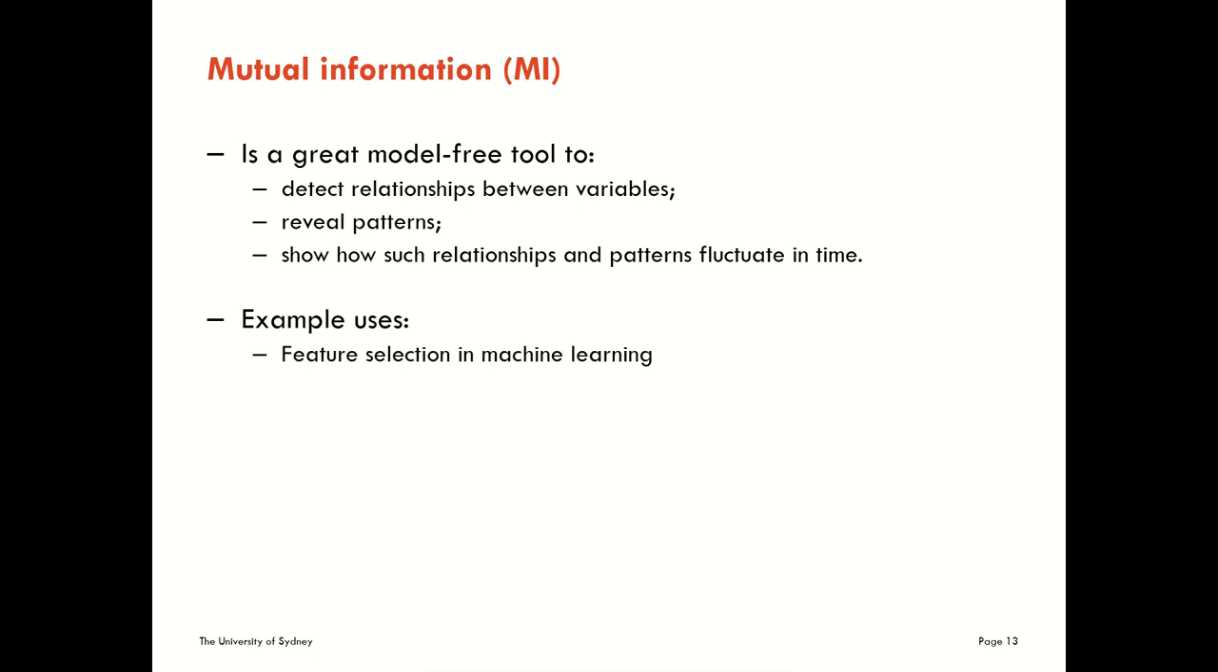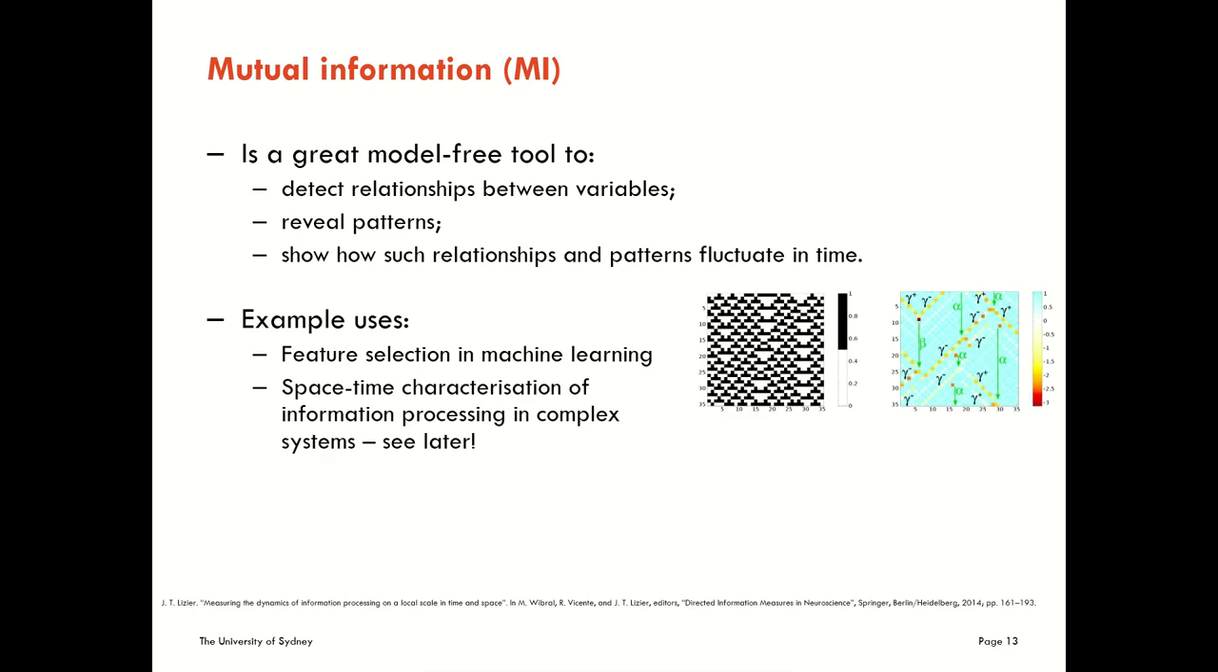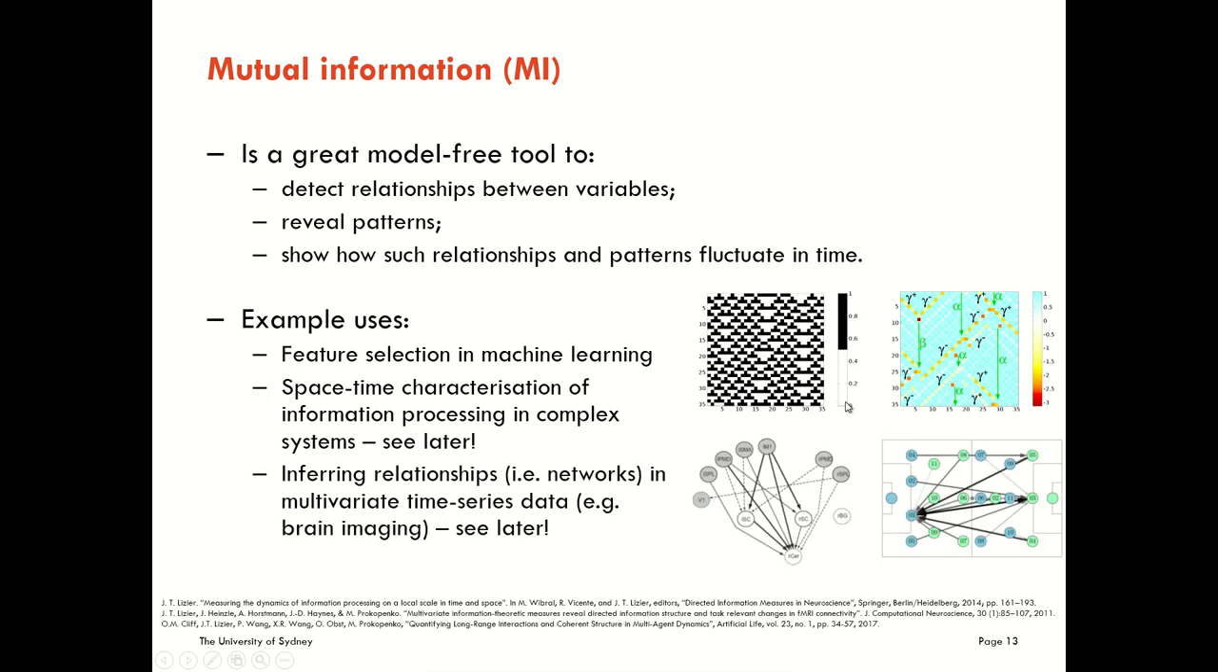We could use it for feature selection in machine learning. We could use it for space-time characterization of information processing in complex systems, for example in cellular automata here, and this is an example we'll look at later in the course. We could use it for inferring relationships, that is networks in multivariate time series data, such as brain imaging data, which is the image we have on the left here, or between robotic soccer players, which is what we've got on the right. Again, this is something we'll look at further in our course later on.